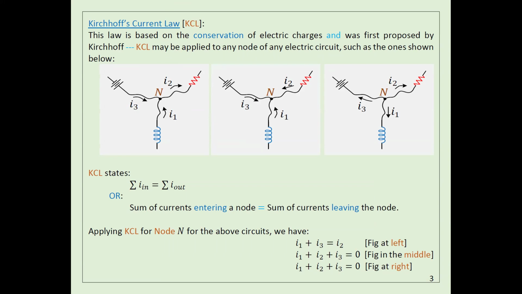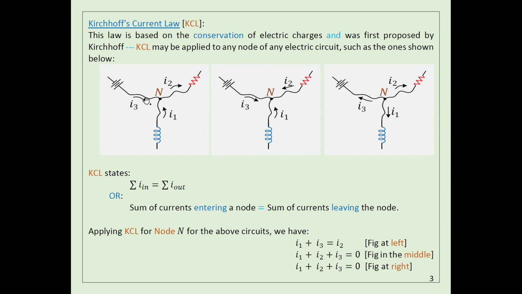For sure it makes sense because current means charges. So the amount of charges that enter a node should equal the amount of charges that are going to get out of the node. They are not going to fly in the air. You understand what I'm saying? So there is a certain amount of charges input to a node, so the same charges have to get out of this node. Okay. So this is Kirchhoff's current law. For any node, the summation of the current in should equal the summation of the current out.